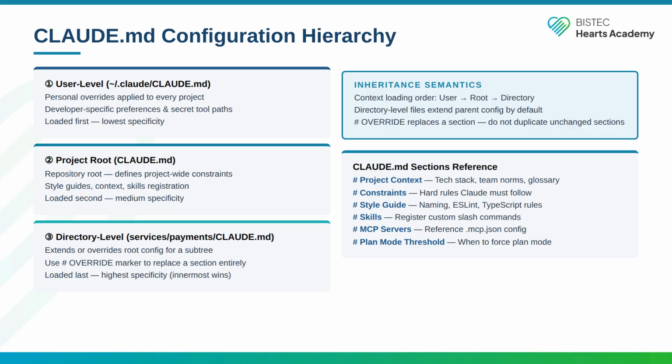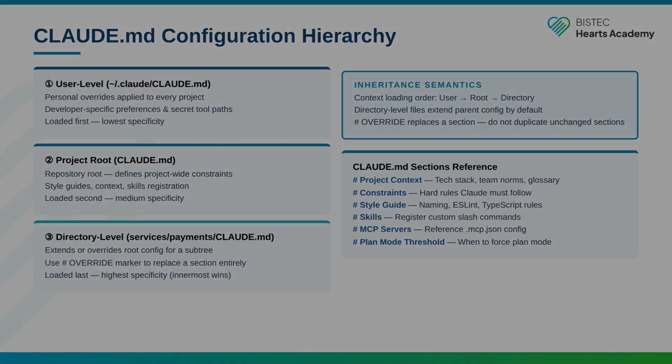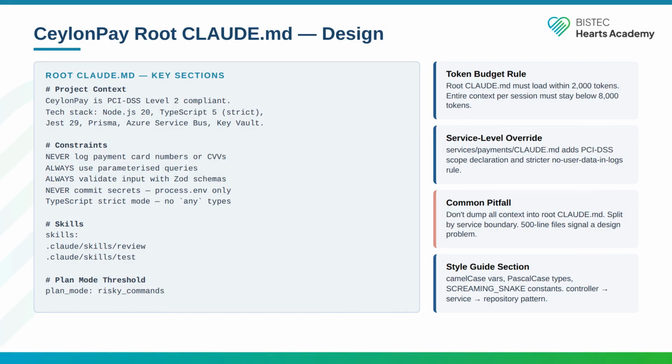The context loading order is always user level first, then project root, then the innermost directory level file. When there's a conflict, the innermost wins. Every file you load adds to your token budget. A developer working inside services/payments loads all 3 levels simultaneously, so budget accordingly. Let's make the hierarchy concrete with Selonpe.